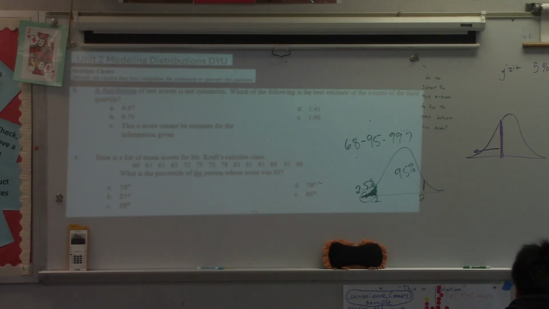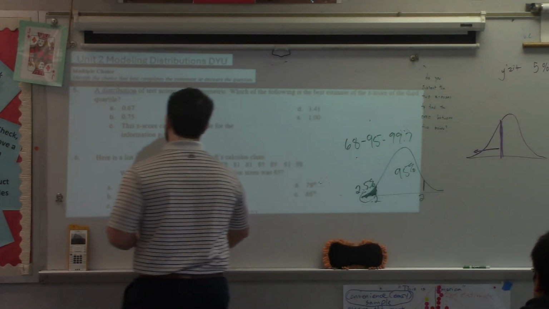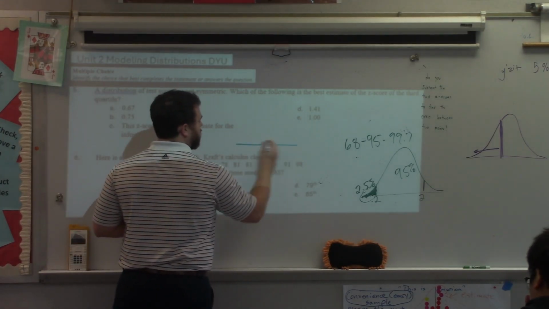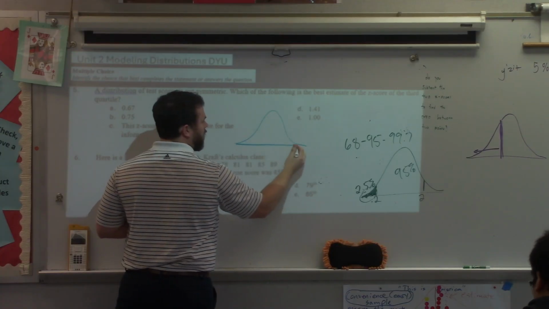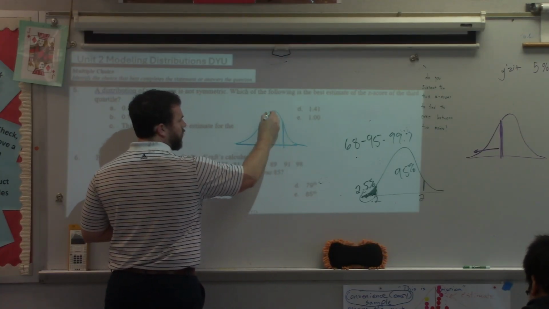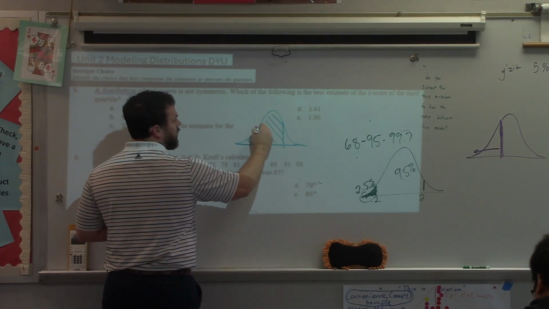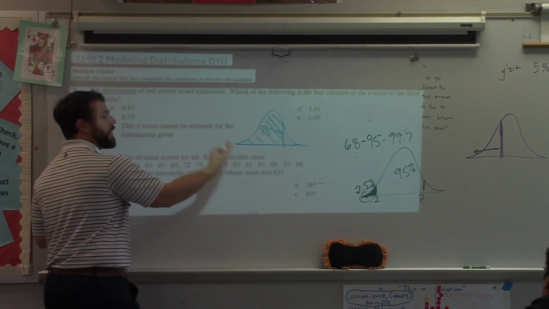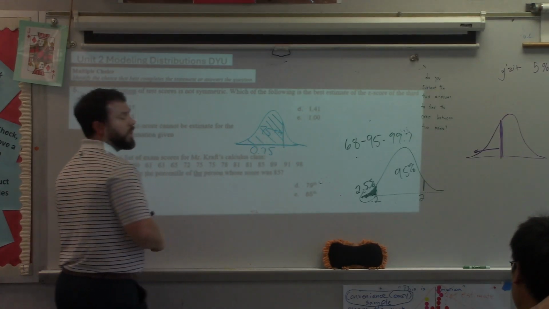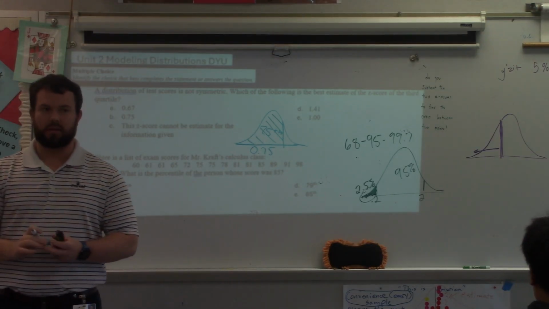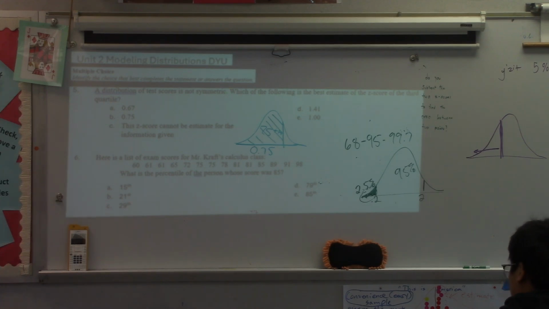Once again, why were we not able to find the z-score for the third quartile here? Because it doesn't give units, and the distribution was not symmetric. If it was approximately normal, could I find it? Yes. If it was approximately normal, the third quartile means we're at the 75th percentile, and I would do inverse norm with 0.75, an area of 0.75. It's not normal, so I can't do that here. Keep that in mind.